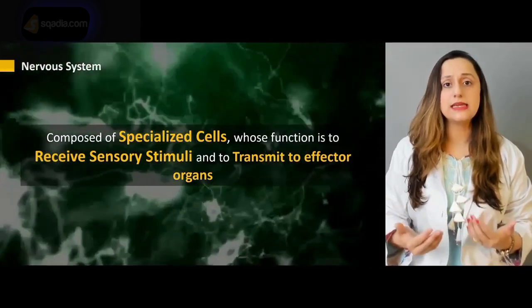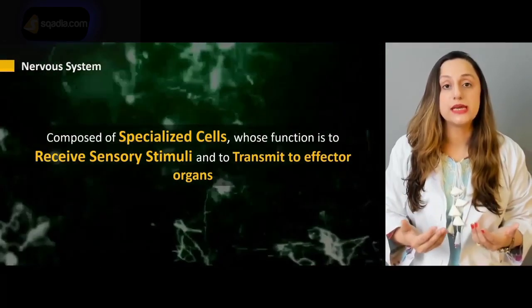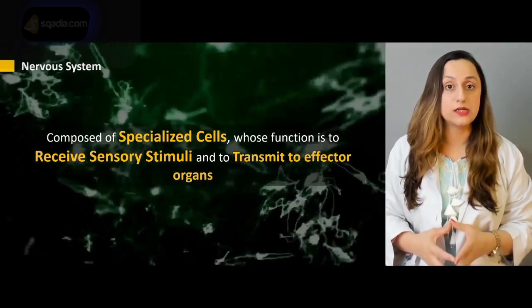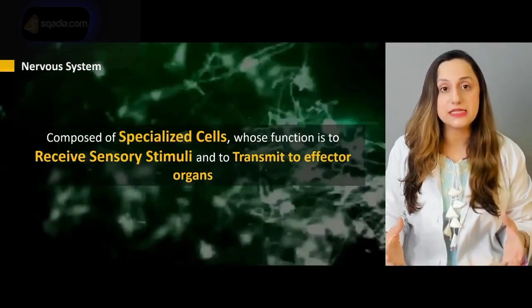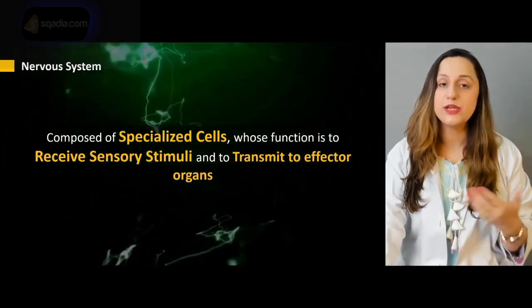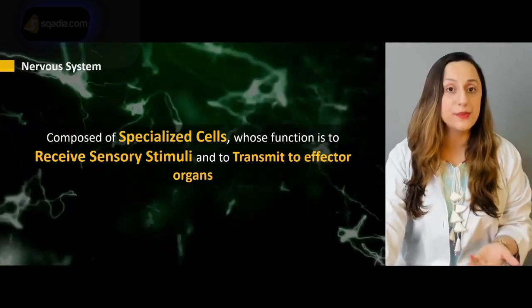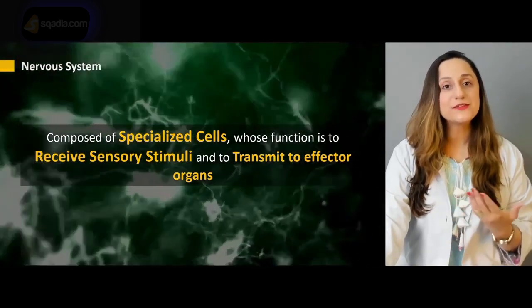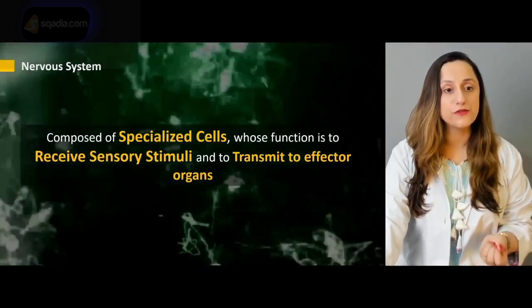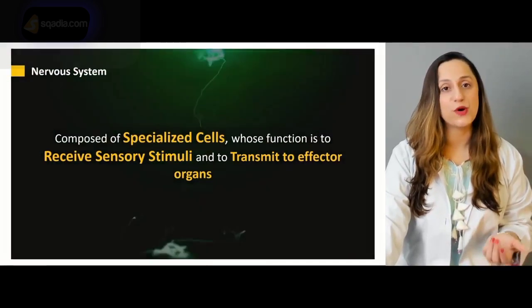So this is the integration or the coordination that is well needed to perform the different activities in our daily life. So we'll be going through the details, what are the components, and what are the different structures involved in the organization of our nervous system.